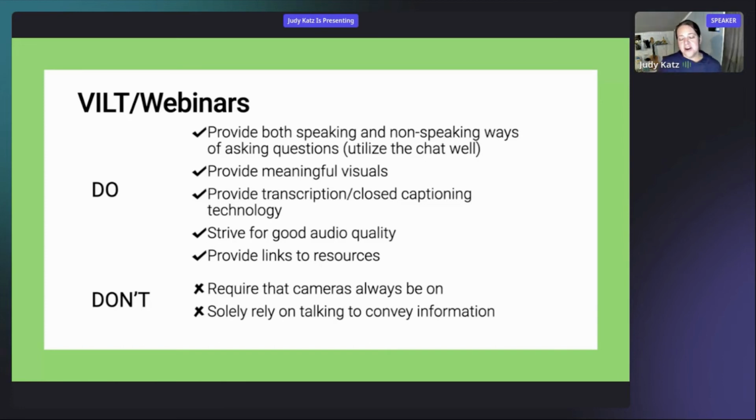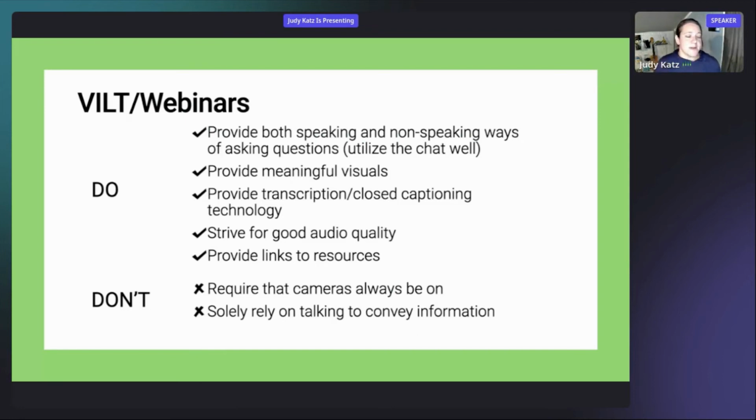And there are other things that are very common virtual instructor-led types of things, like striving for good audio quality. And I like to provide links, which I'm going to do today, to some of the resources for further reading, so that people can explore some of the content aside from just the in-person experience.